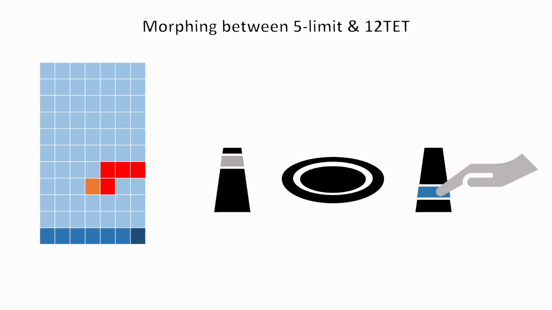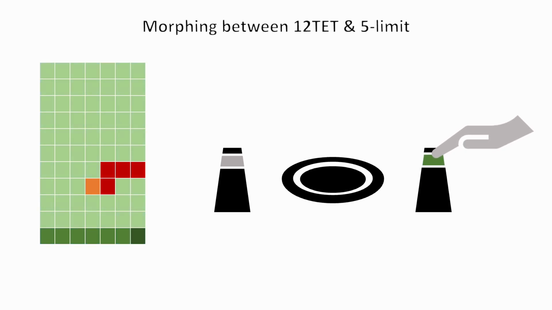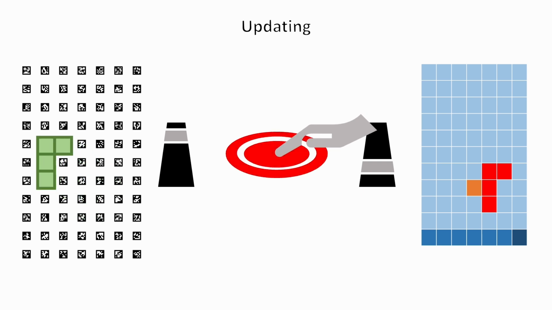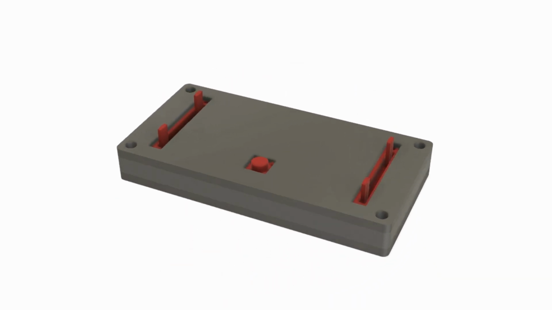Moving our morph fader changes the pitch of the notes that are currently playing. To update the notes, press the button. This is the design for the physical interface.